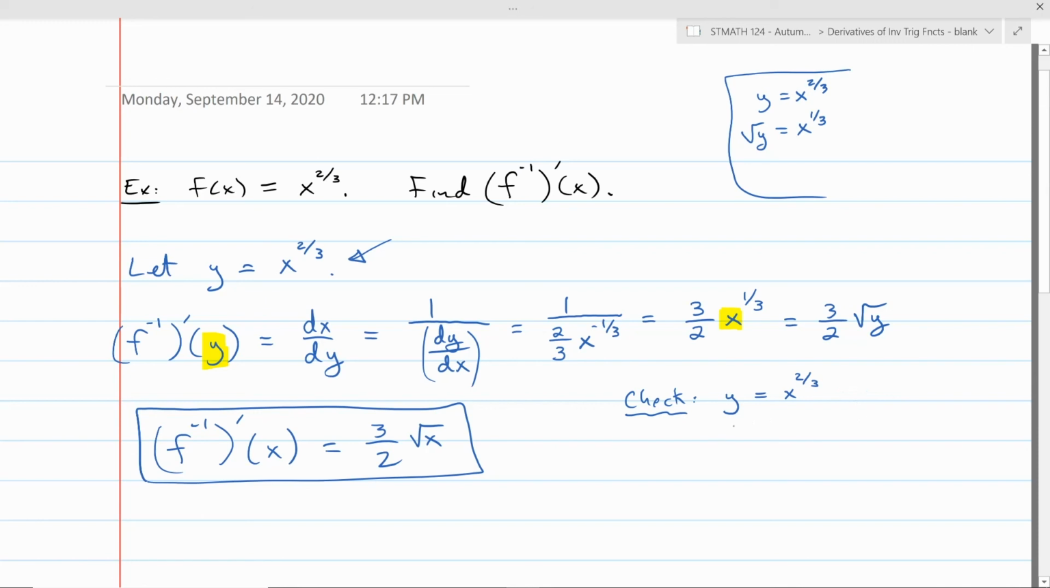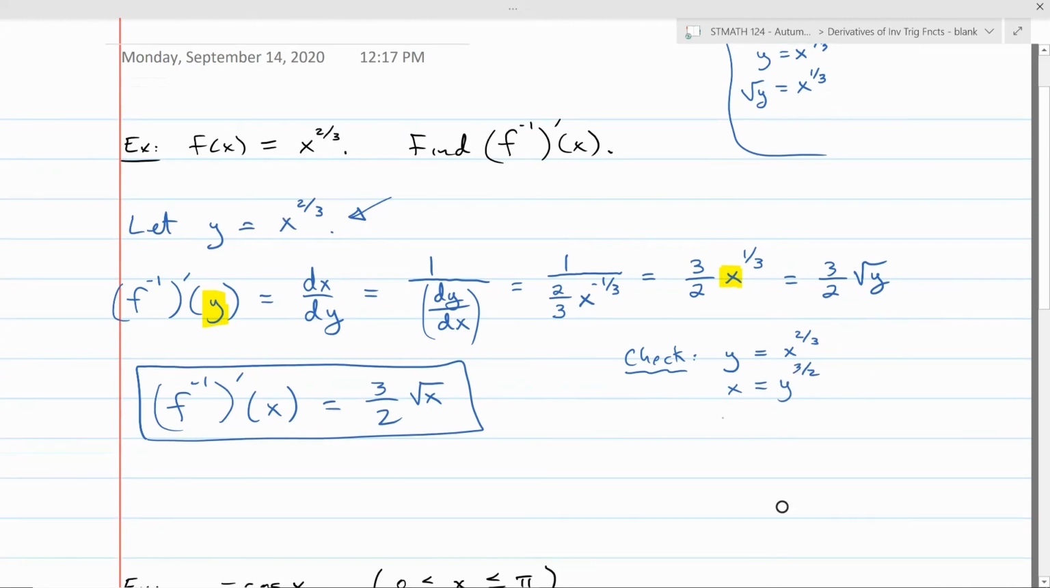So to get the inverse, I could just solve for x in terms of y, and you'd get x is equal to y to the 3/2. And then what do you get when you do the derivative of x with respect to y? You get 3/2, bring the 3/2 down, and then y to the 1/2, right? And so it matches, like here and here.